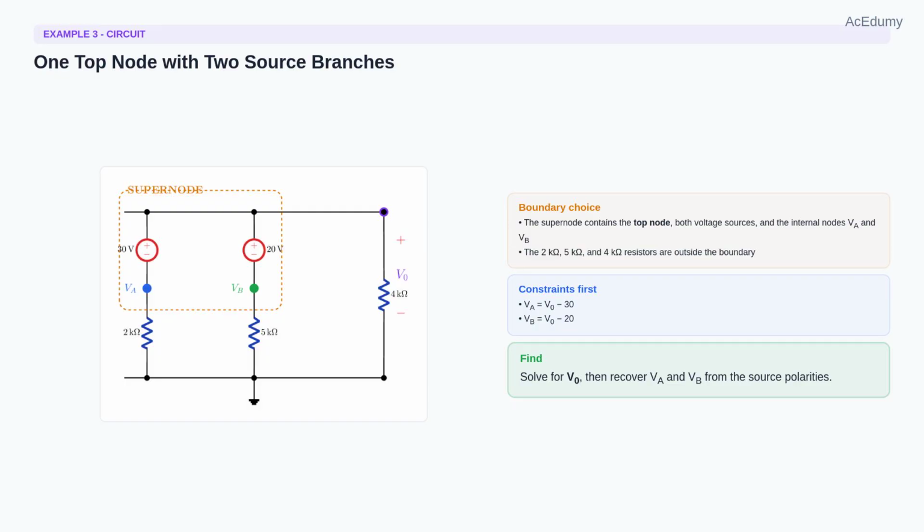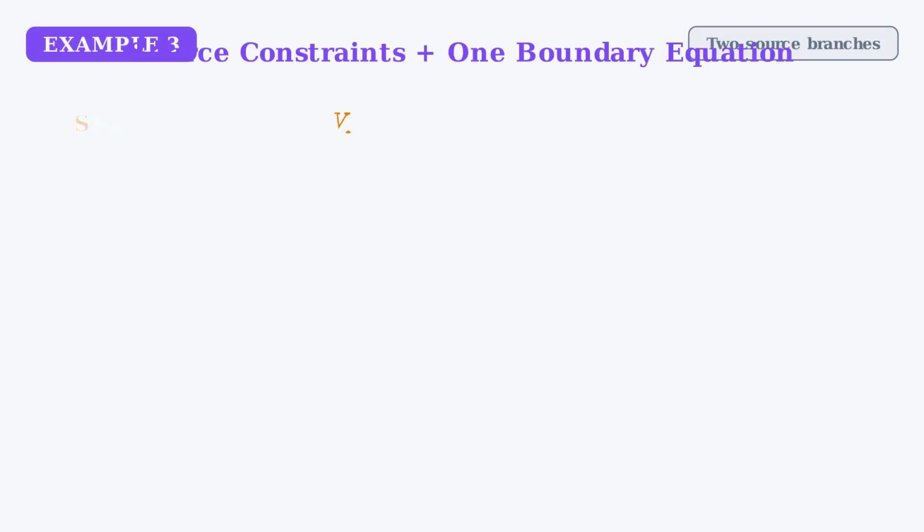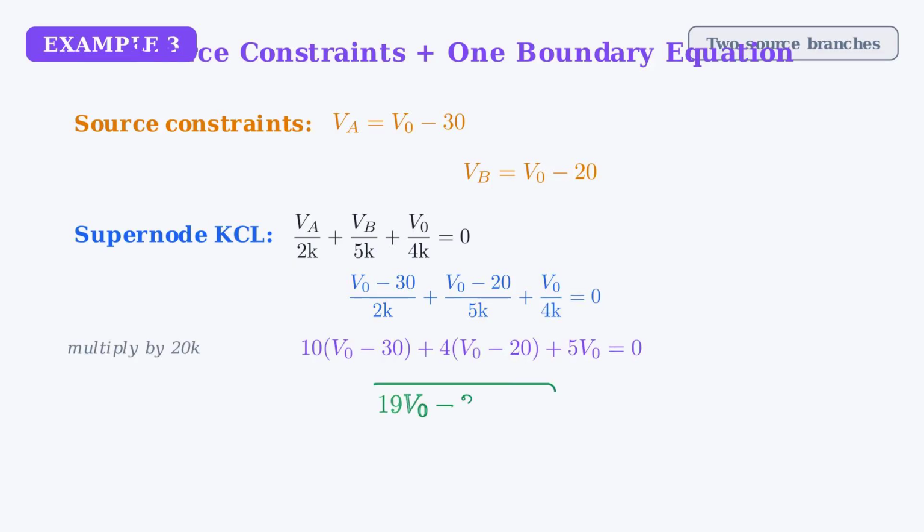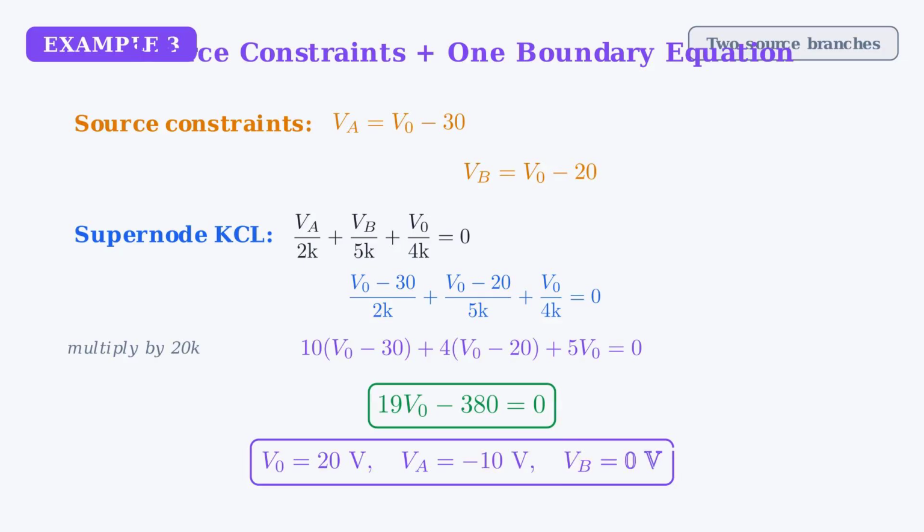Because the two voltage sources connect the top node to two internal nodes, the supernode now contains the top node, both sources, and the two internal nodes beneath the sources. The only currents that cross the boundary are the currents through the 2 kilo-ohm, 5 kilo-ohm, and 4 kilo-ohm resistors. Our goal is V0. First, write the source constraints. For the left branch, the top node is 30 volts above the internal node, so VA equals V0 minus 30. For the middle branch, VB equals V0 minus 20.